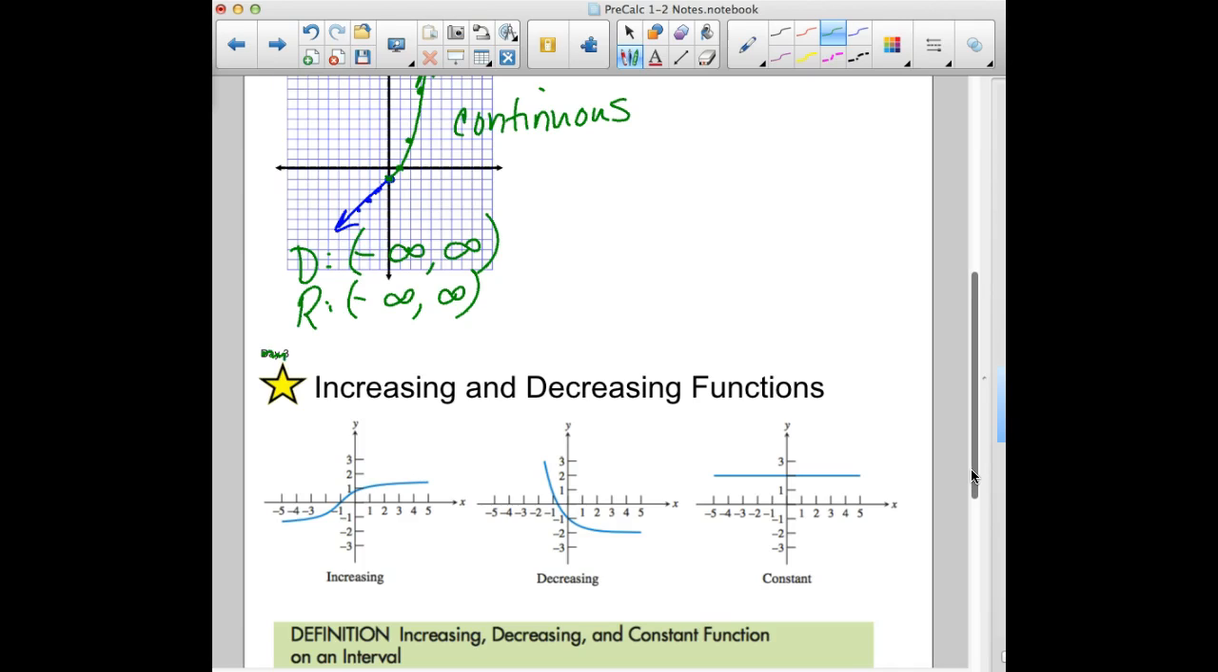All right. We are going to tackle one more topic. It's a short one. The idea of increasing and decreasing functions. I think you've talked about this last year.